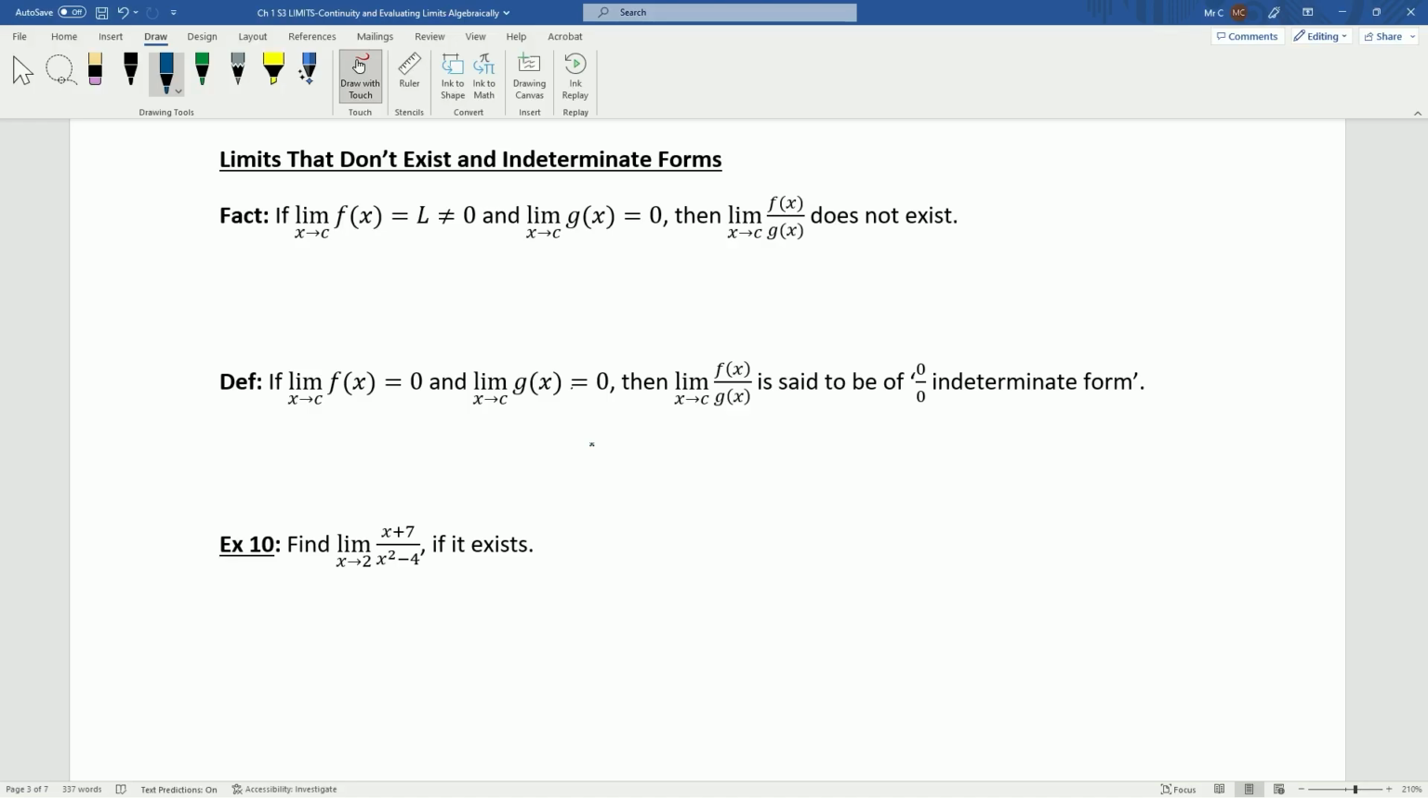Well, one of the tools we have is that if we have a rational function, not a proper rational, but just a function divided by another function, and the limit of our top function is some non-zero number, and the limit of our bottom function is 0, then we can conclude immediately that the limit of their ratio does not exist, right? This quotient limit will not exist, because obviously we can't divide by 0.